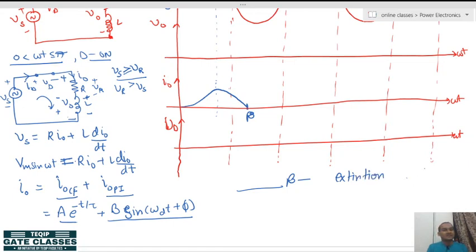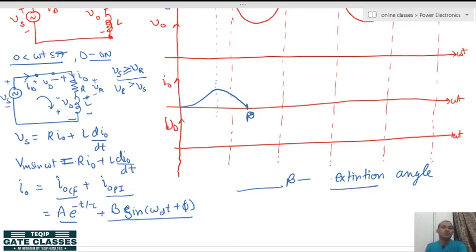Why is it called extinction angle? There is an interesting story: prior to thyristors, thyratron tubes, or vacuum tubes, were used. When vacuum tubes have to be turned off, they also do not turn off immediately. There is some kind of arc seen there. When the arc is extinguished at some particular point, that is extinguishing. So from that extinguishing of the arc, the term extinction angle has come.